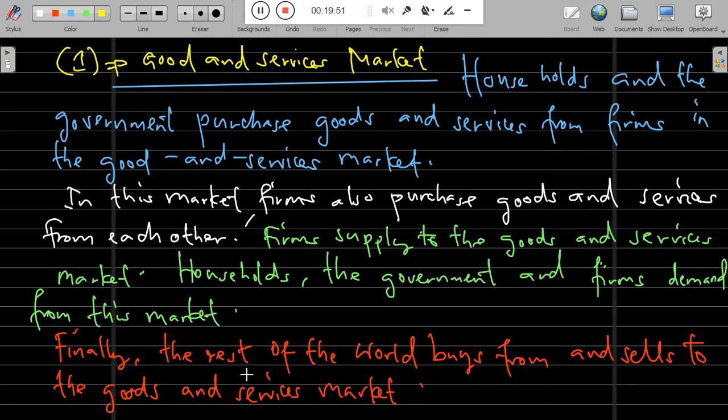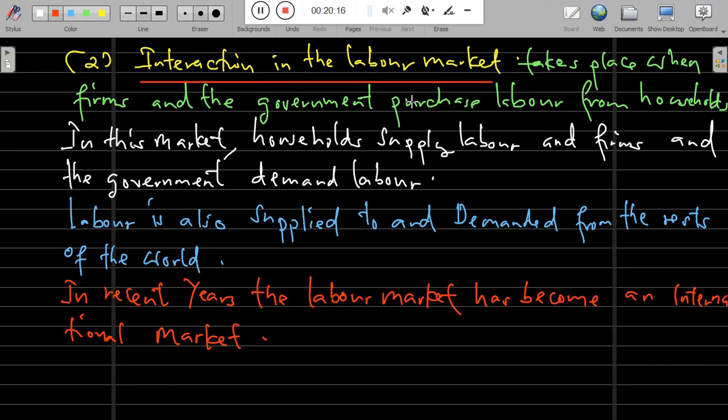But also we have the second interaction, that is the labor market. This is another market arena. It takes place when the firms and the government purchase labor from households. In this market, households supply labor, and firms and the government demand labor. Labor is also supplied to and demanded from the rest of the world. In recent years, the labor market has become an international market.